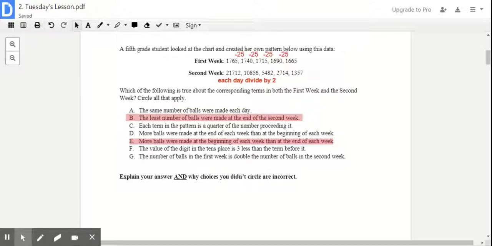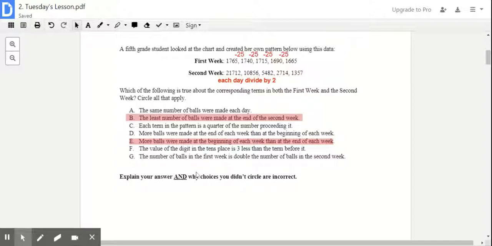E. More balls are made at the beginning of each week than at the end of each week. So this is definitely the opposite of what D was saying, which is why this is correct. We know that it started off with a higher number every single week and then ended up with a lesser number in the end. So this is why E is correct.